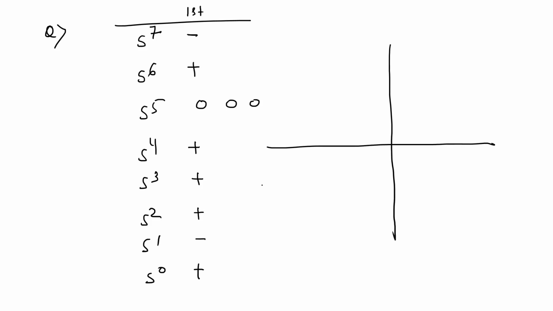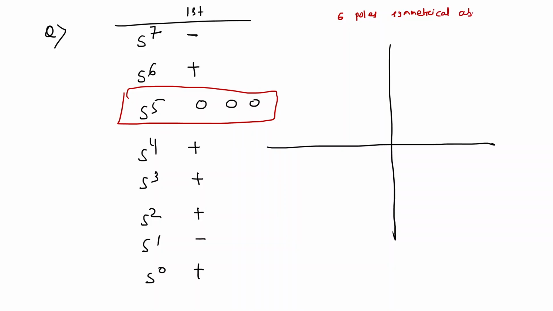Tell me. First point you have to identify: from this question, what is the understanding? First, you have to see that there is one row of 0. Whenever one row of 0 is there, how many poles will be symmetrical about origin? Six poles are symmetrical. Write down here the first conclusion: 6 poles symmetrical about origin. This is the first observation.